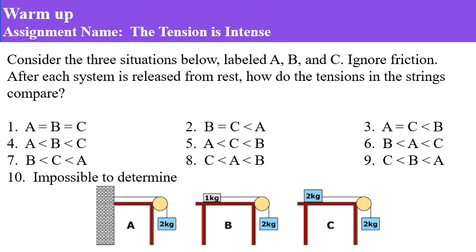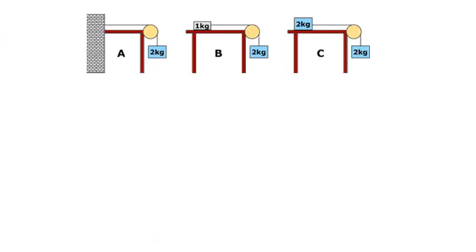Consider the three situations below, labeled A, B, and C, ignore friction, and they want you to rank order the tensions between A, B, and C. So let's sort of break this down. Let's first take a look at A. Now A is in equilibrium. It happens to be the only one in equilibrium, and there's really only one net force acting on it.